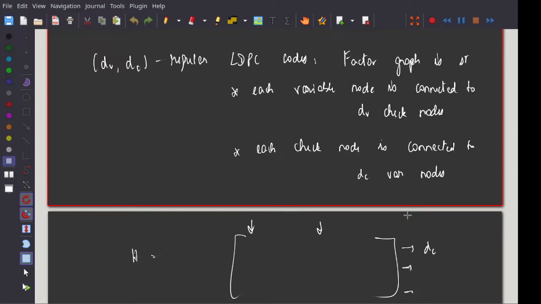So the largest small cycle that you can hope for is order log n, and we'll hope that the shortest cycle is some constant times log n. It turns out that you can construct such graphs. Just because I say DV, DC regular LDPC code, it doesn't mean that all DV, DC regular LDPC codes have short cycles. So we'll want to focus on those DV, DC regular LDPC codes for which the shortest cycle grows something like order log n.